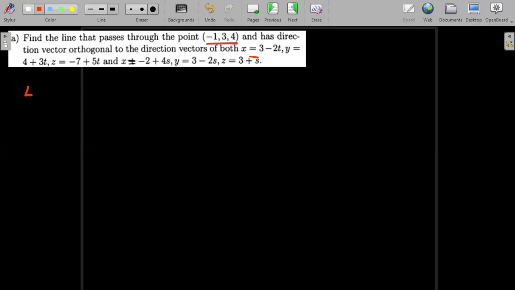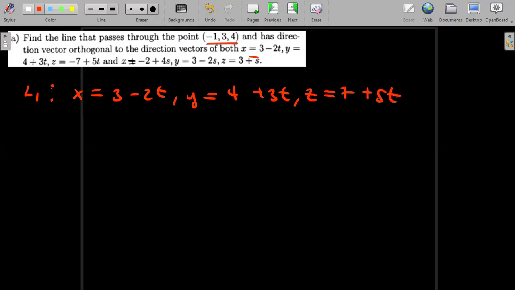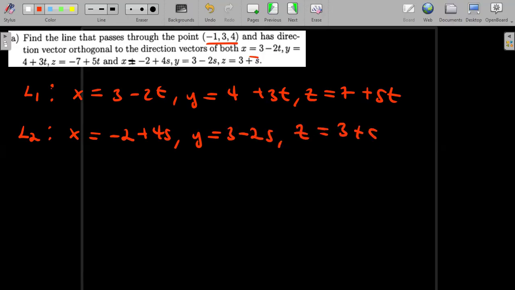So we have line 1, which is given by x equal to 3 minus 2t, y equal to 4 plus 3t, then z equal to 7 plus 5t. Then the other one, line 2, is x equal to -2 plus 4s, then y equal to 3 minus 2s, then z equal to 3 plus s.